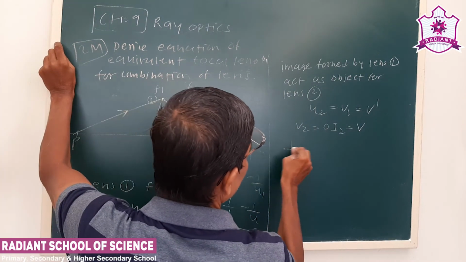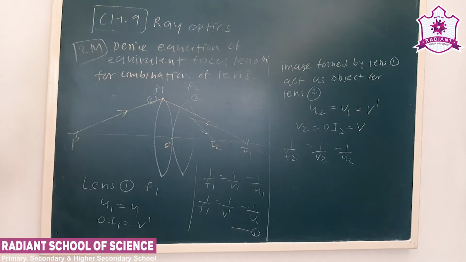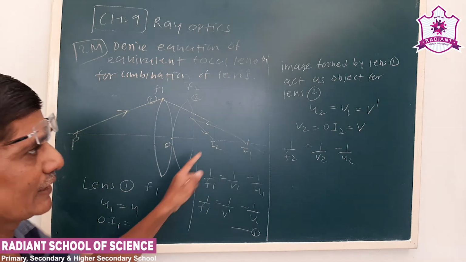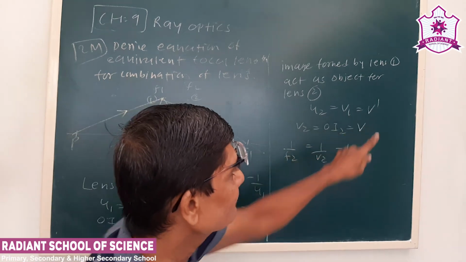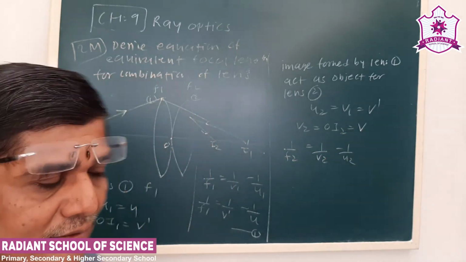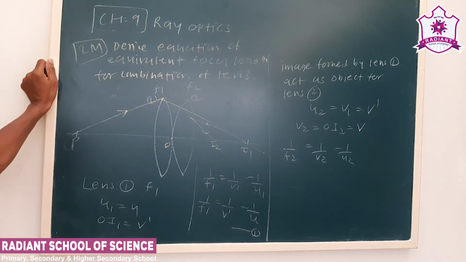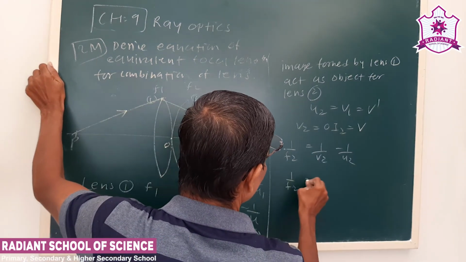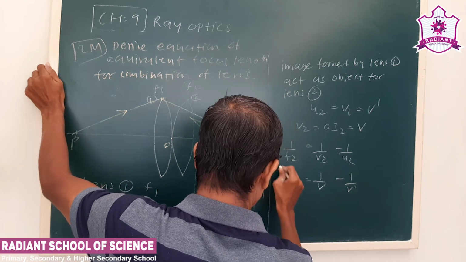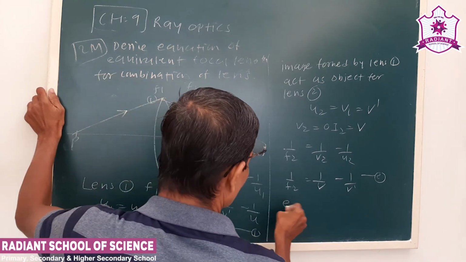Now for lens 2, it is 1 upon f2 is 1 upon v2 minus 1 upon u2. Here f2 is the focal length of lens 2. The image formed by lens 1 acts as an object for the second lens, so u2 is v1, which is v dash. And the final image distance OI2 is v. So 1 upon f2 is 1 upon v minus 1 upon v dash. Now this is equation number 2. Now if I add equations 1 and 2.